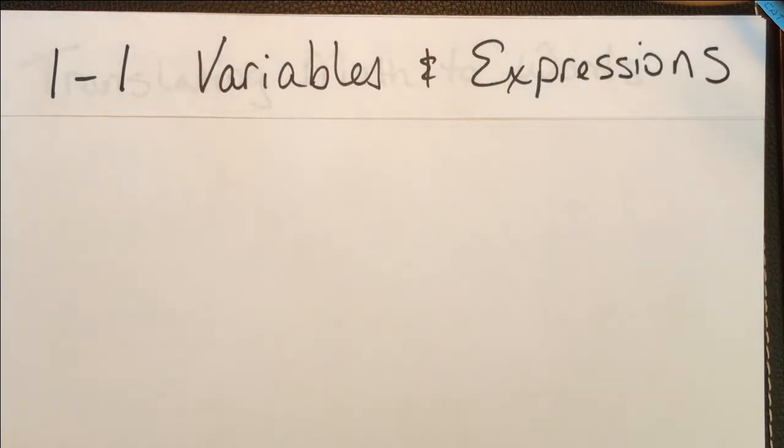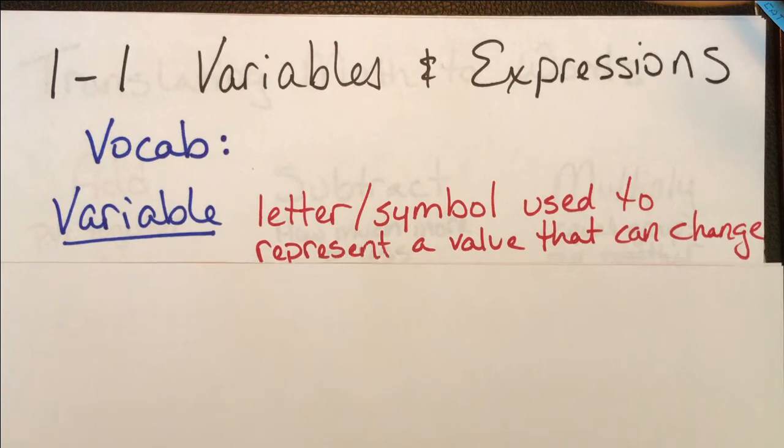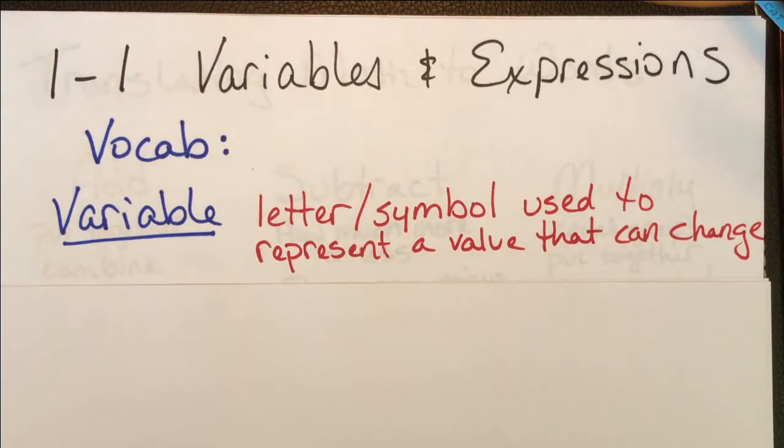Chapter 1, Section 1 starts off on variables and expressions, and what we're really reviewing is how the basics of algebra work. And of course we're going to start with our vocabulary. You are familiar with these words, you've heard them before, but if you don't remember them, please consider writing these down. Most vocabulary I'm going to ask you to write down, and in fact I prefer that you have a vocabulary section in your notebook. While these are review, I will expect you to know them.